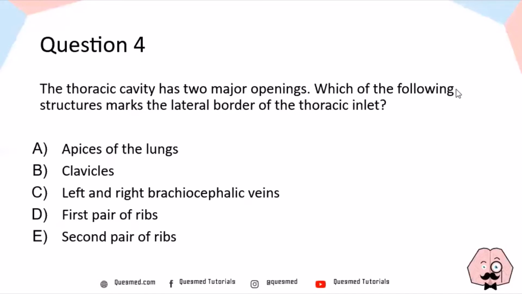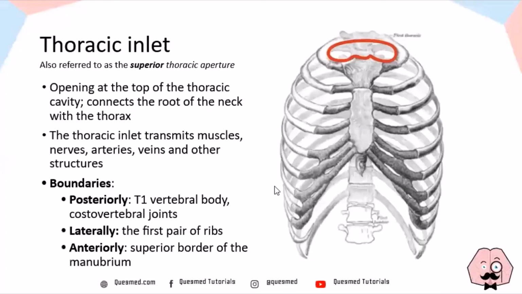Okay, so the question asks, which of these structures is the lateral border of the thoracic inlet? And the answer here is the first pair of ribs. So the thoracic inlet, which is also called the superior thoracic aperture, is the superior opening of the thoracic cage. It connects to the root of the neck, and it allows passage of structures that are in the neck into the thorax. So they include arteries, veins, nerves, the esophagus, the trachea, amongst other things.